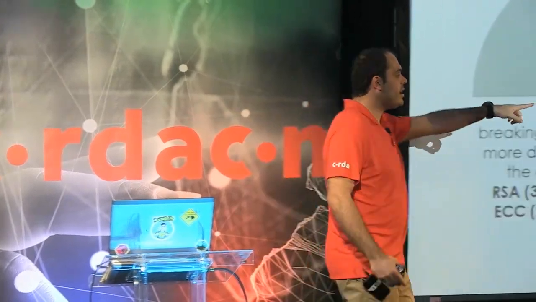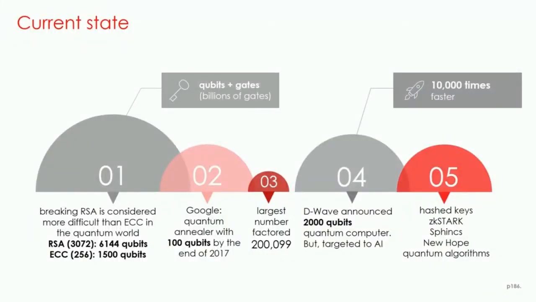There is also the ZK Stark for zero-knowledge proofs, as I said before, not practical yet. We use Sphinx in Corda. We have support for Sphinx. Corda is already prepared for the quantum apocalypse. We support 5 algorithms. One of them is the Sphinx, which is post-quantum secure.